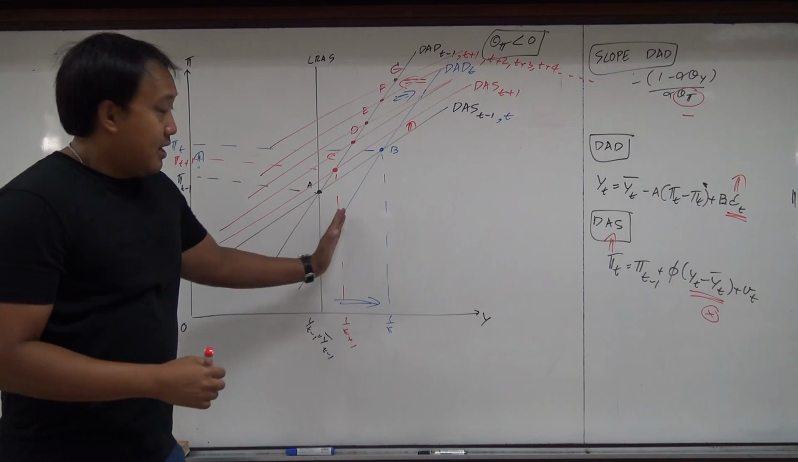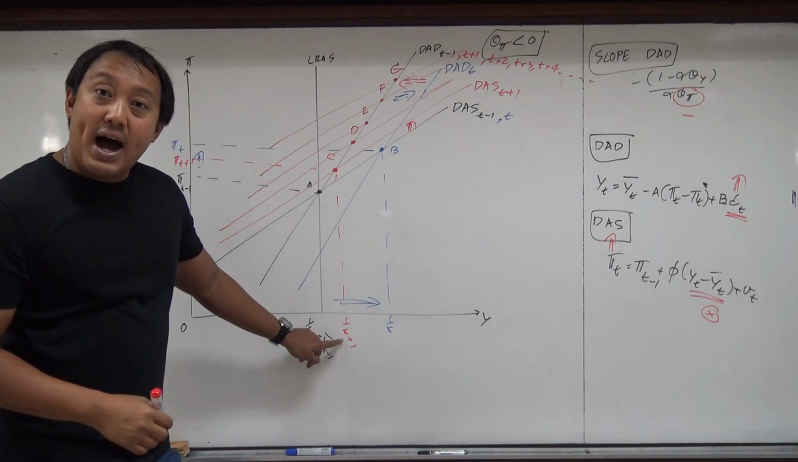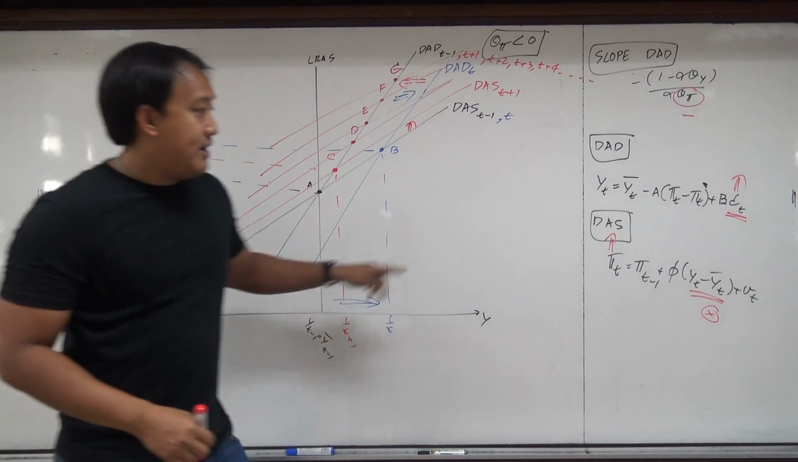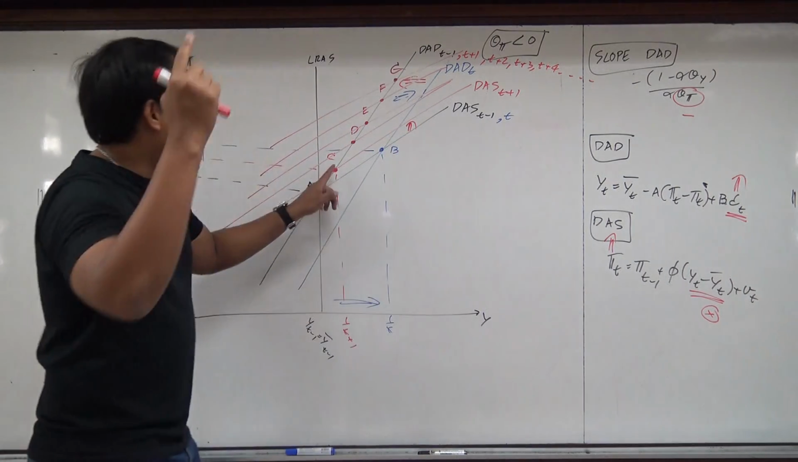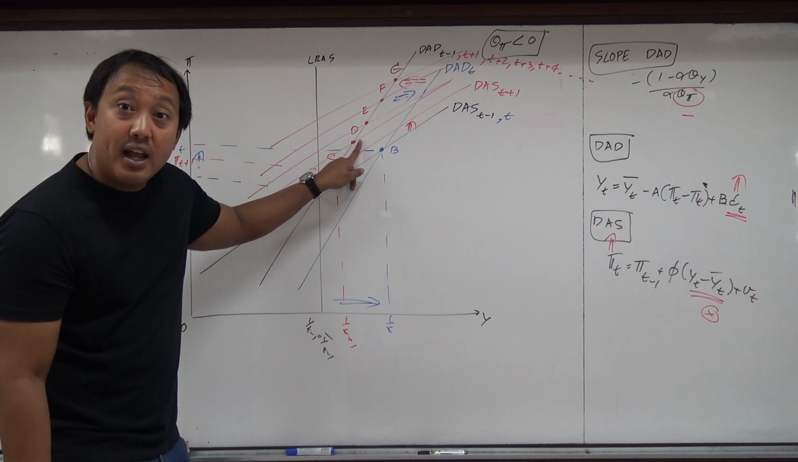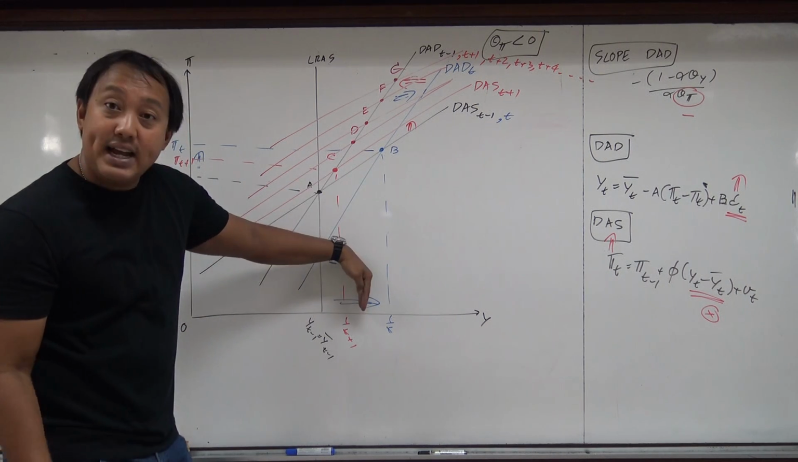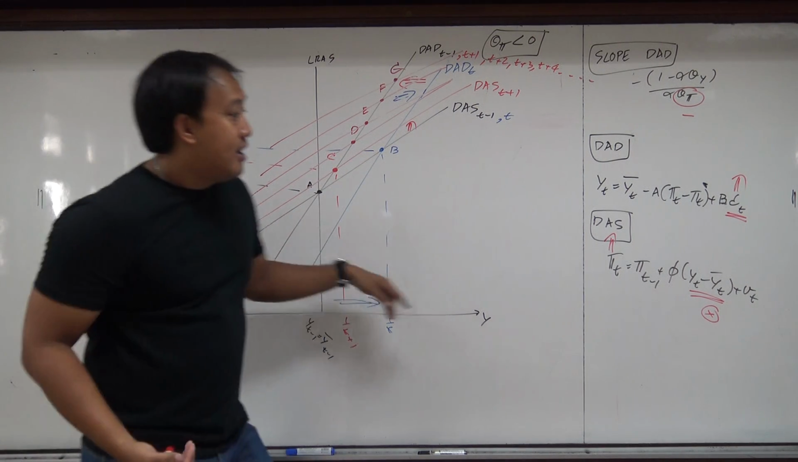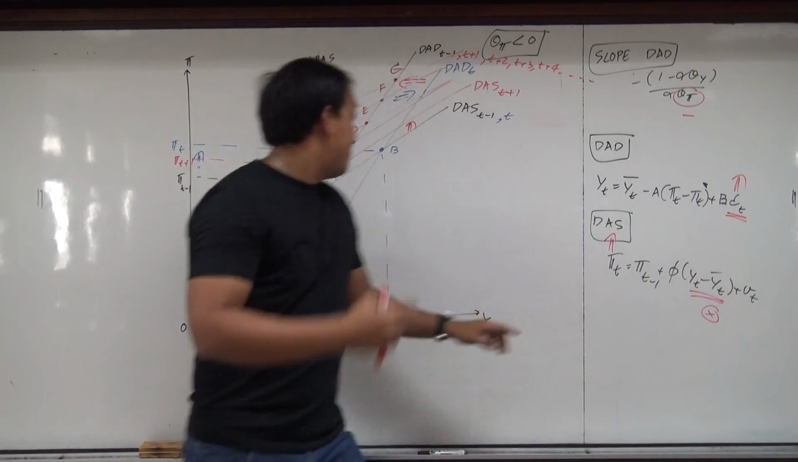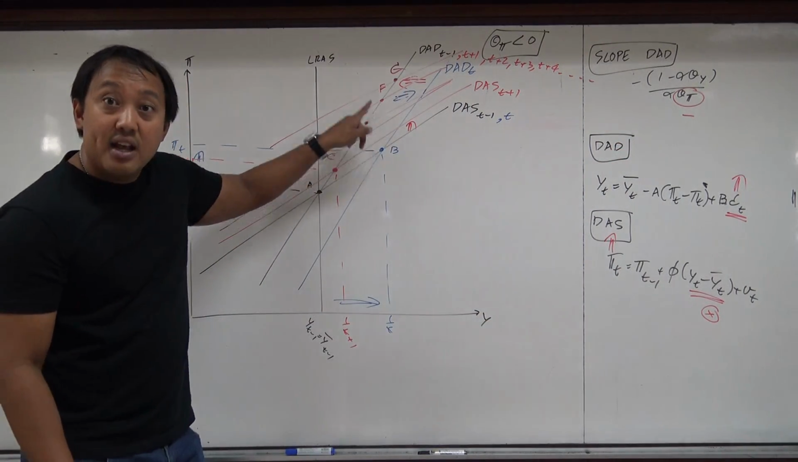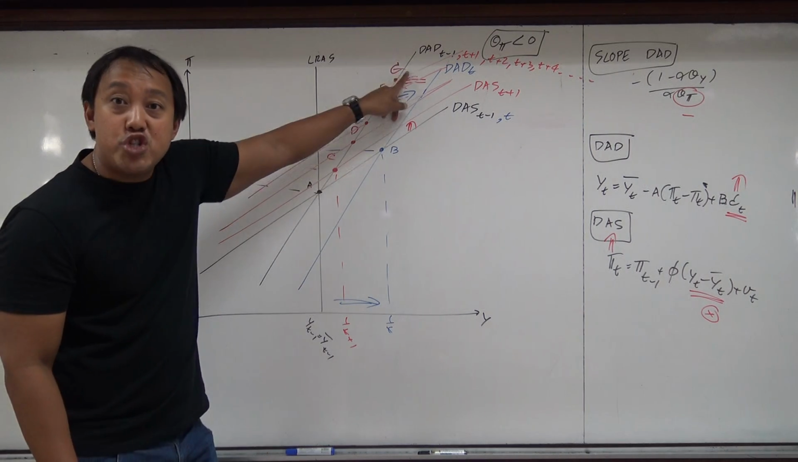So you can see that Y is higher than Y bar. This bracket is positive. Inflation keeps going up. DAS keeps going up from C to D. At point D, Y is even higher than Y bar. This bracket is even more positive. Yt keeps going up from D to E, E to F, F to G.